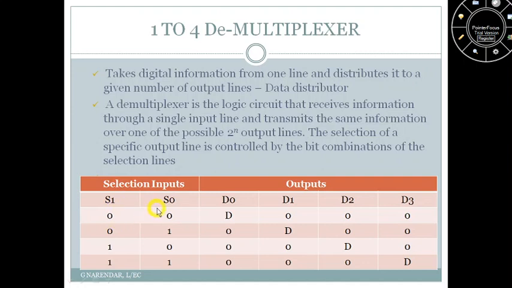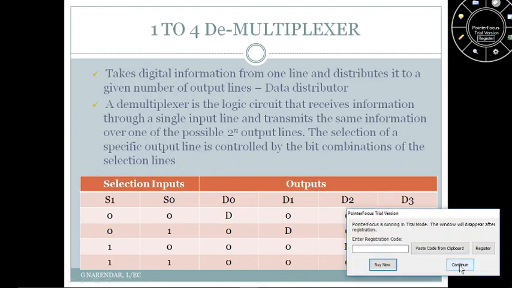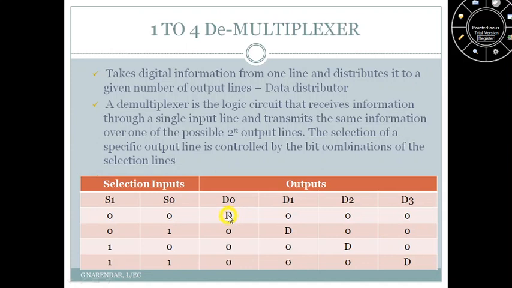So if S1 is 0 and S0 is 0, for this combination of the selection inputs, the D0 output line will get selected, and whatever data is present on the input line will get transferred to the first output line D0. So now D0 equals D, where D is the data present on the input line of the demultiplexer. When the selection inputs are 0 and 0, the D0 output line is selected, and the data present on this line is the same as the data coming on the input line.